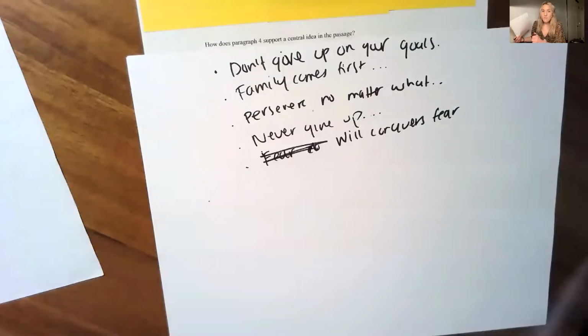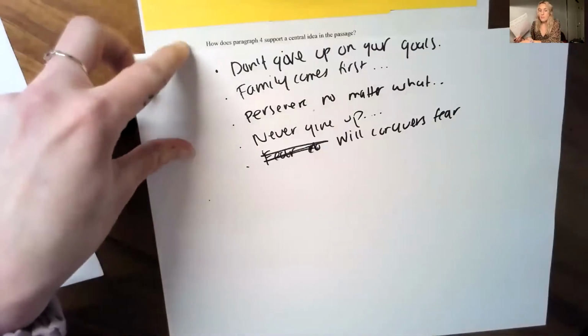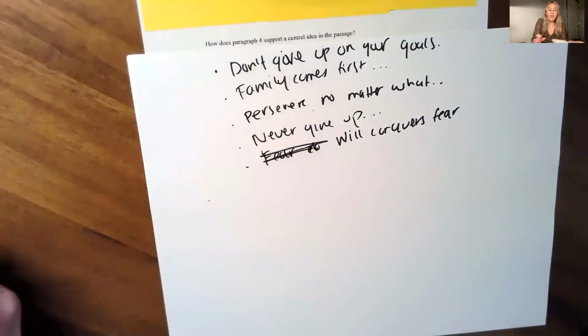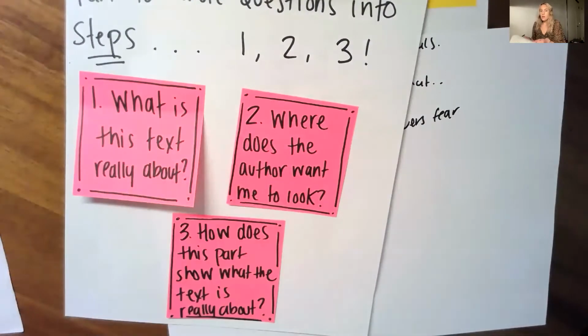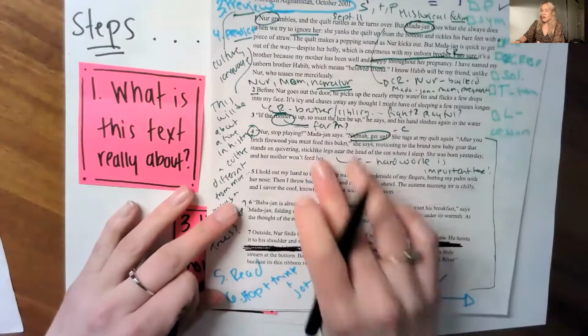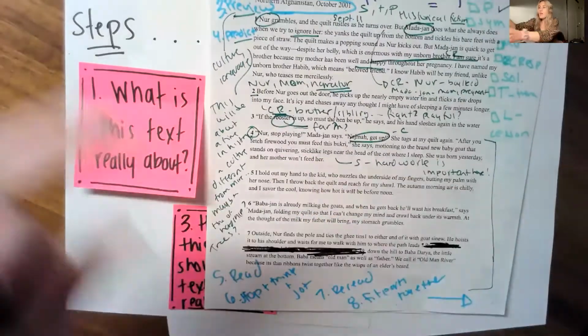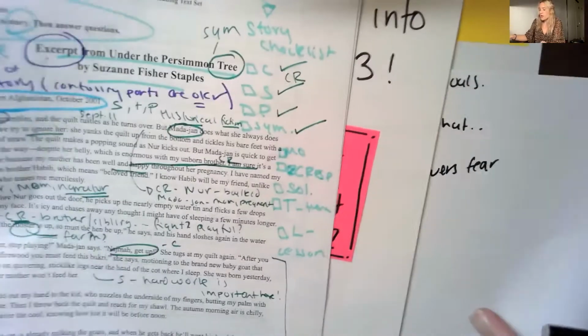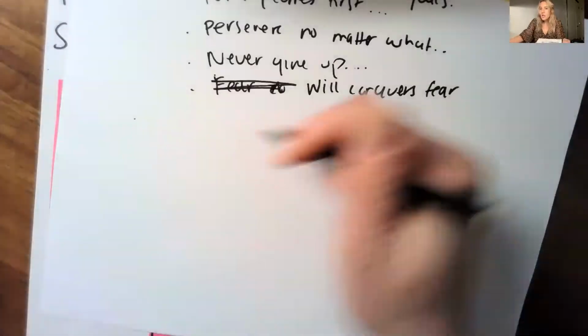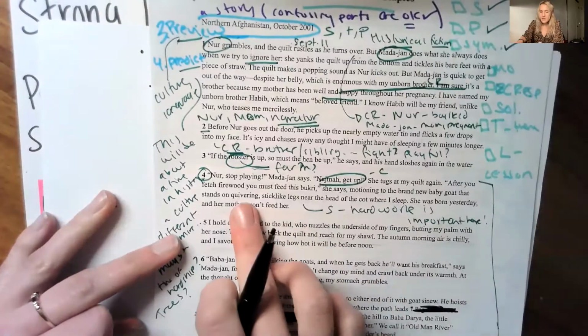Now, still, I'm not looking at any of my answer choices. I'm just going to go to paragraph 4 and think about what that paragraph could be developing. So where does the author want me to look? Paragraph 4. I'm going to go there. I'm going to reread it, and I'm going to think, okay, what of these possible central ideas could it be developing and how? All right, let's zoom in here.